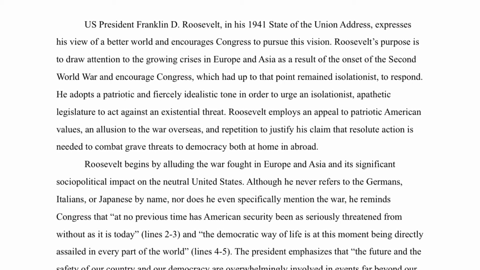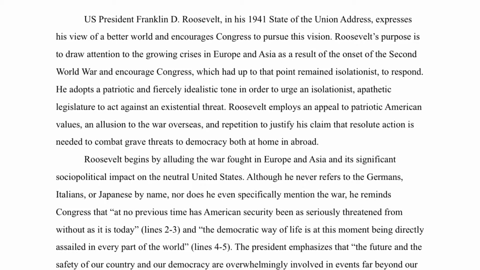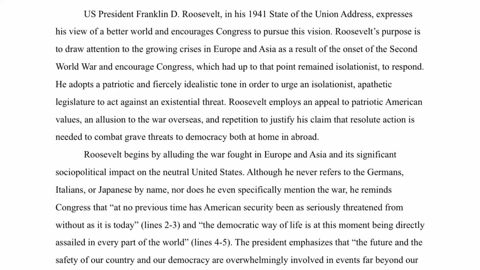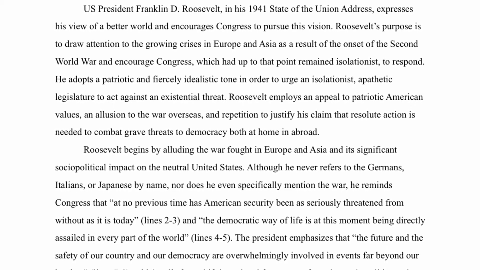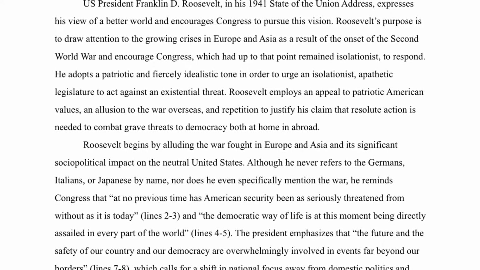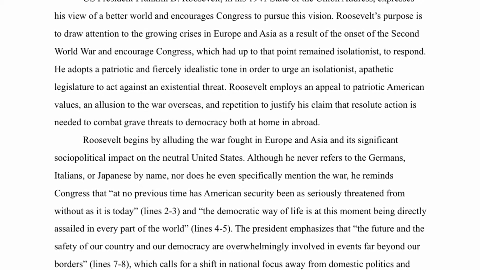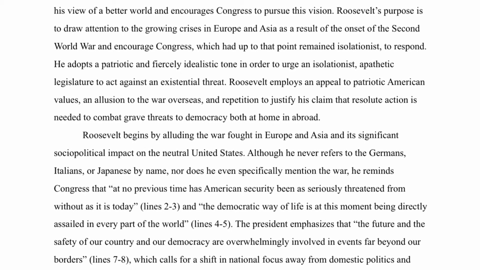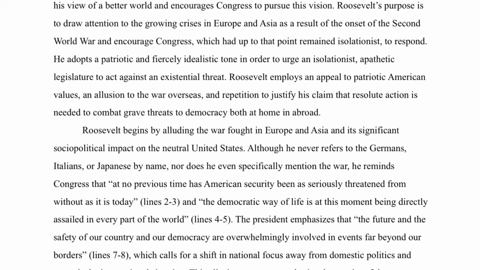After your introduction, you're going to get right into the meat of your rhetorical analysis in the body paragraphs. For the body paragraphs, you want to go in chronological order following the piece of work you're analyzing. You're going to want to follow a pretty typical format to make sure that you hit all the key bases. You begin with a transition word. In this paragraph we say, Roosevelt begins by alluding to the war fought in Europe and Asia. The allusion to the war is the strategy, and that's the strategy that you're especially going to focus on in this section of the passage.